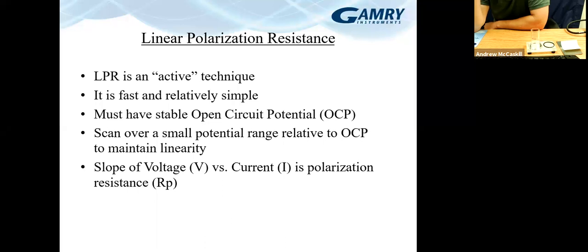The same goes for EIS. It is a very fast and simple experiment to perform. The devil's always in the details, and the devil might pop up today. We'll wait and see. But compared to traditional weight loss experiments, we're orders and orders of magnitude faster, and it's a good first step in figuring out the corrosion rate of your material, comparing different materials, and seeing which one is going to perform better. You can get answers to those questions much faster.